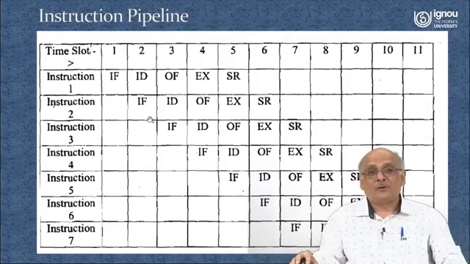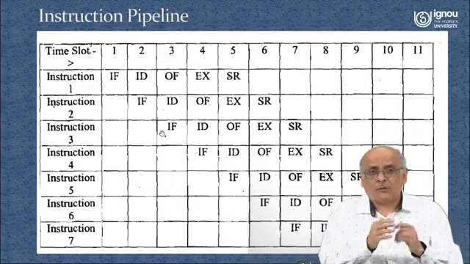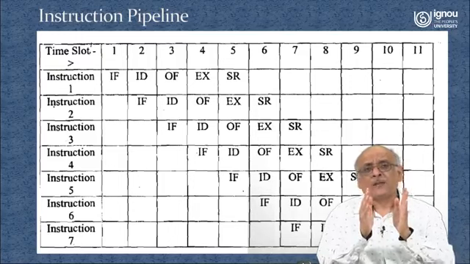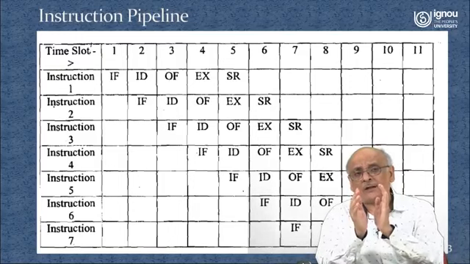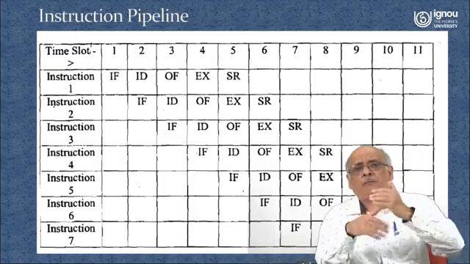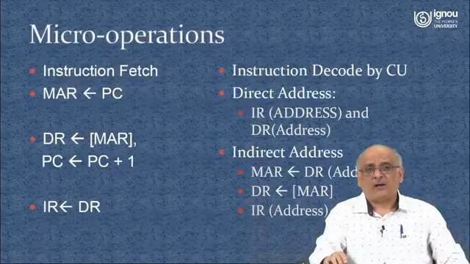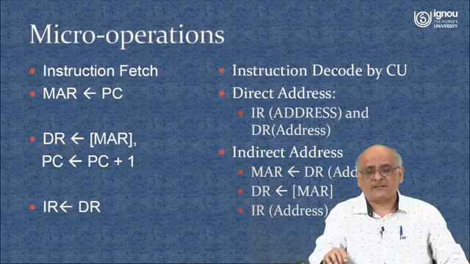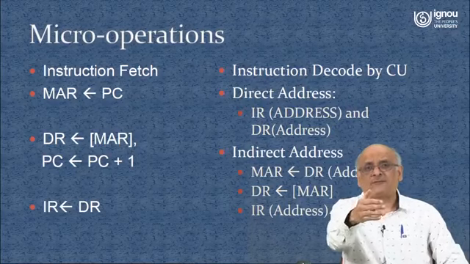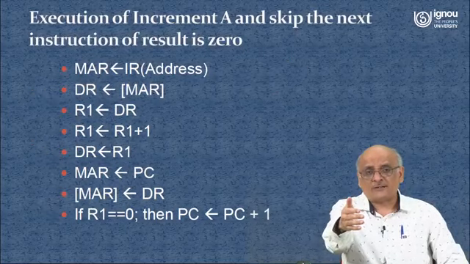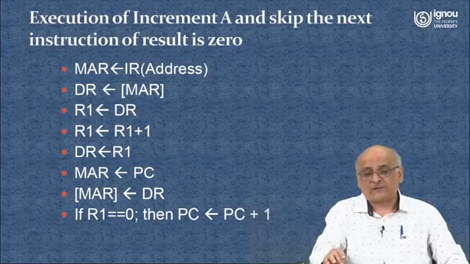Now moving on to the next statement, this is instruction pipeline. This is a very important concept, although it is not related to what we have been discussing so far. Instruction pipeline is something which enhances the speed of the processor. Suppose all these sequences are to be performed in sequence: first the instruction fetch, then the indirect address, then the execution of the instruction, and the storing of results.